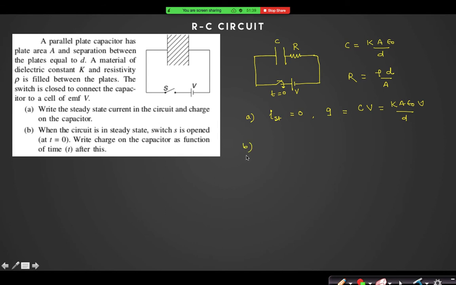When the circuit is in steady state, switch S is opened. So initially it was closed, now it is opened. Now I have to write down the function of the charge of the capacitor as a function of time, right? So as it is opened now, I have opened that circuit. When the charge is in steady state, the switch S is opened at t equal to 0, and we want the charge as a function of time after this. So what will happen?